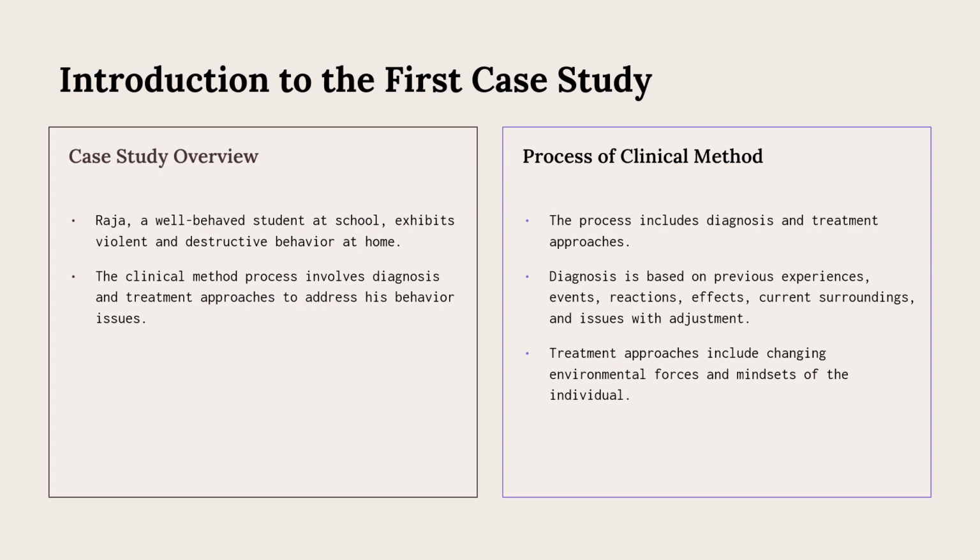So, the clinical method is of two types, diagnosis and treatment approaches. In diagnosis, we'll be talking about the previous experiences, the events that happened in his life, reactions, why he has shown those reactions, what has affected him, the current surroundings. Treatment approaches would be the change in the environmental forces and the mindset of the individual.